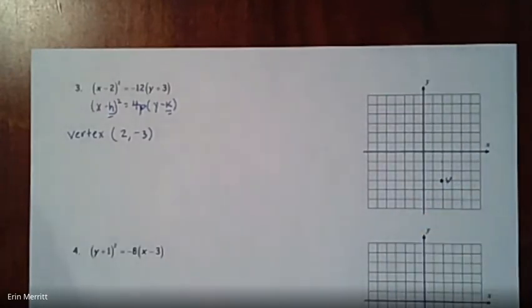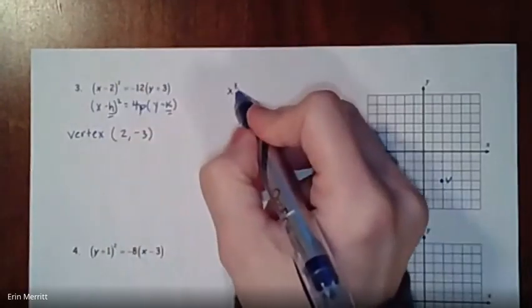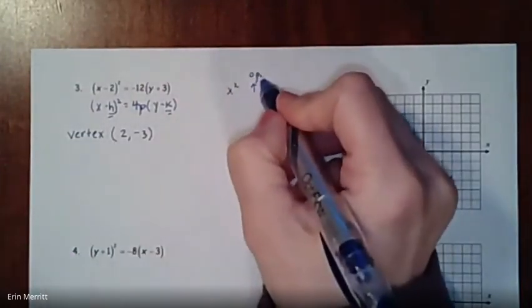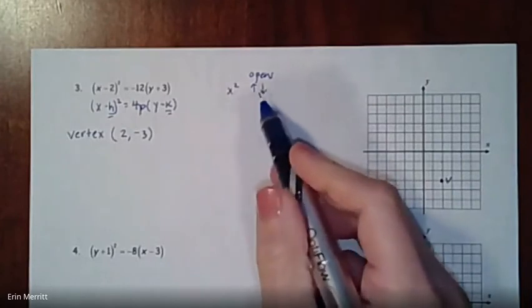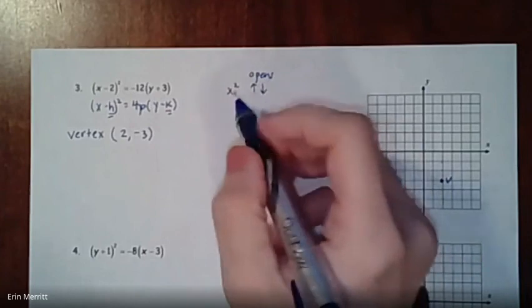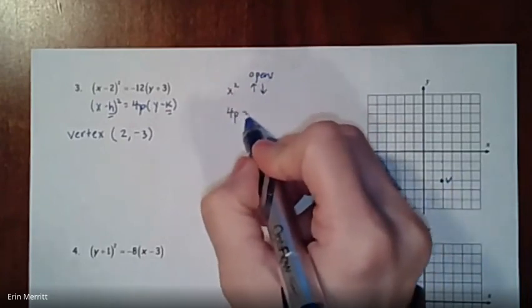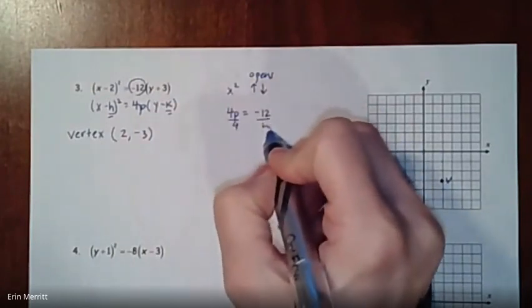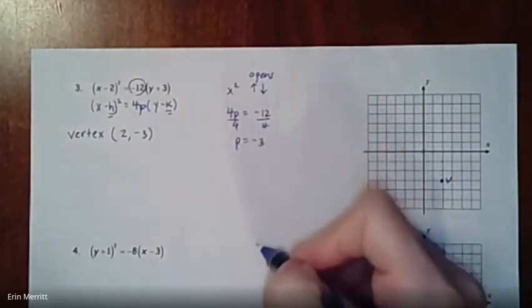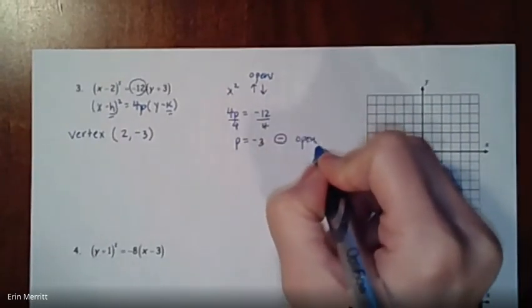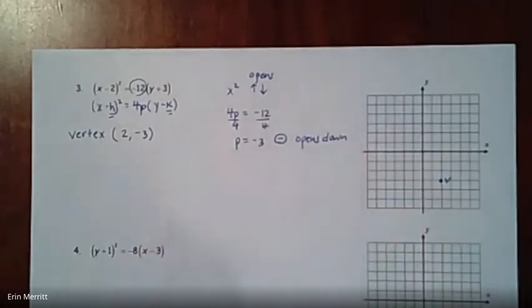All right. The next thing you'd want to look at, what is squared? Okay, well, the x is squared. So that means this thing either opens up or down. Right? And that's my notes for opens up or down. If that doesn't mean anything to you, then write the words out. Right? How do I know? Well, solve for p. So 4p is equal to -12. So when we divide, p comes out to be -3. All right, I've got a negative p-value, which means that it opens down. That's how I determine it.